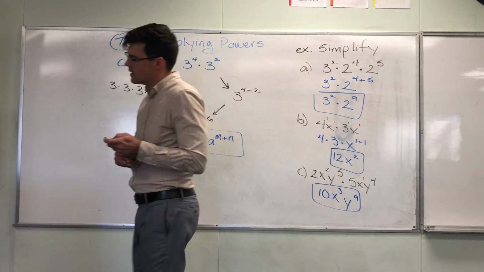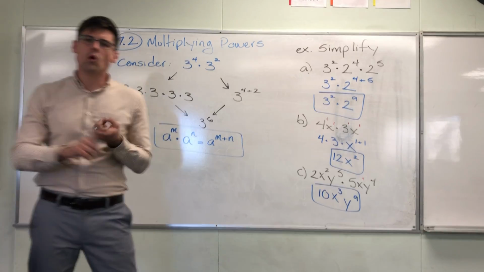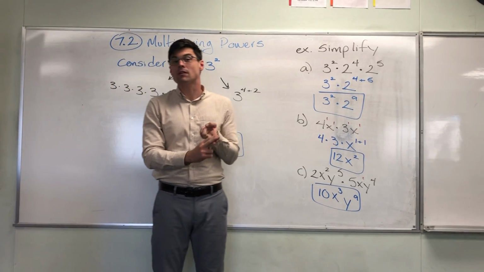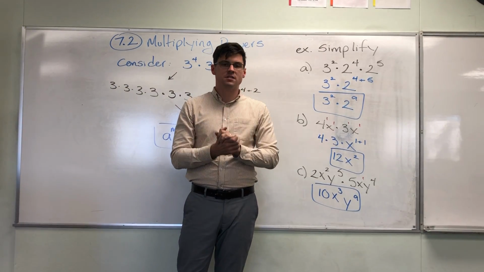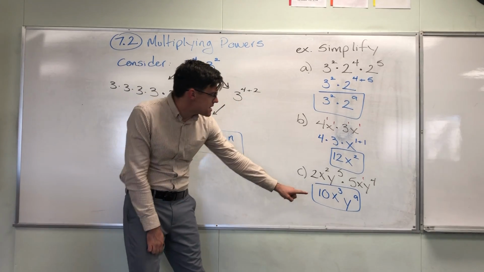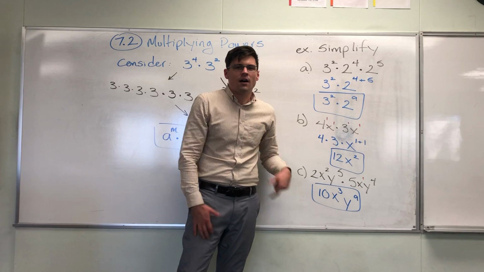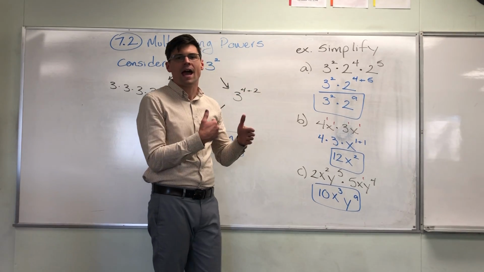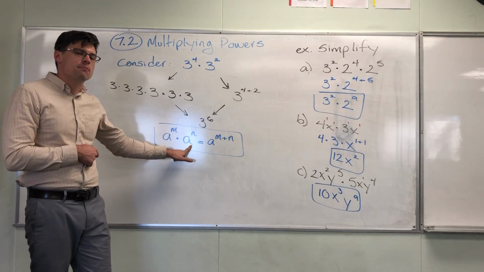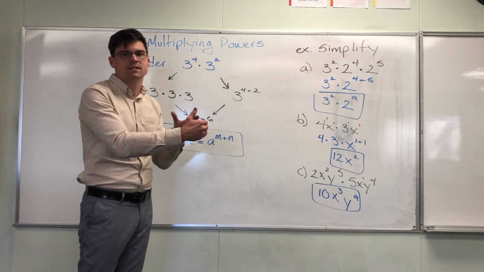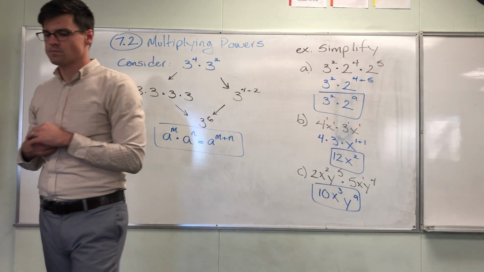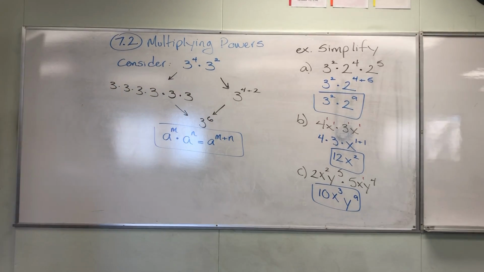Okay, easy as that. Multiply the big numbers, add the little numbers together if they're above the same variable. So I notice I didn't write this as xy to the 12th power. I can only add the exponents if they have the same base, if the big number is the same for both expressions.